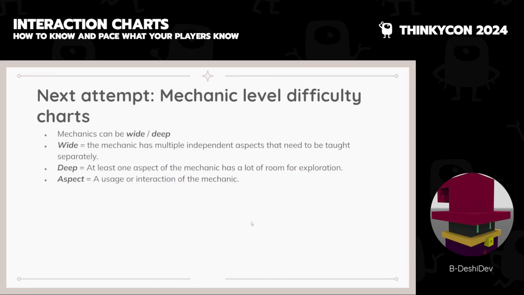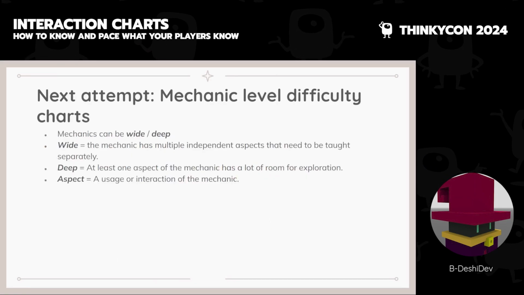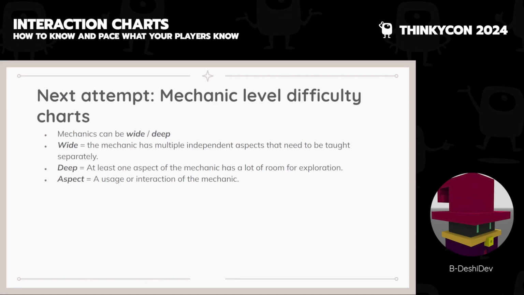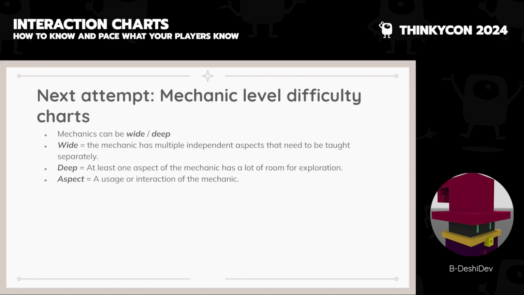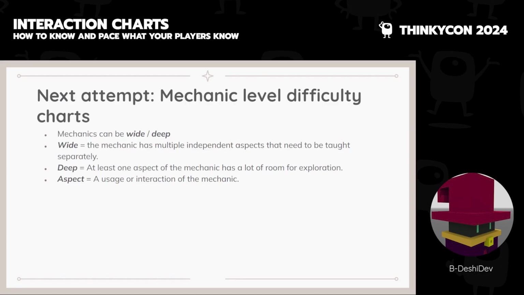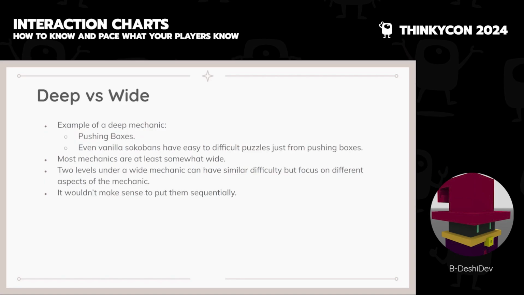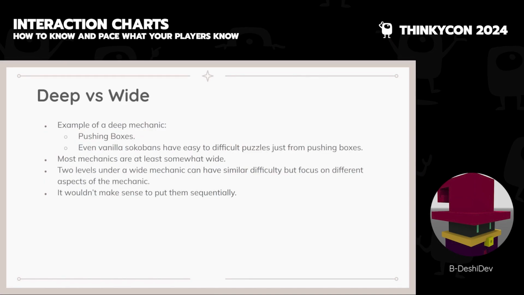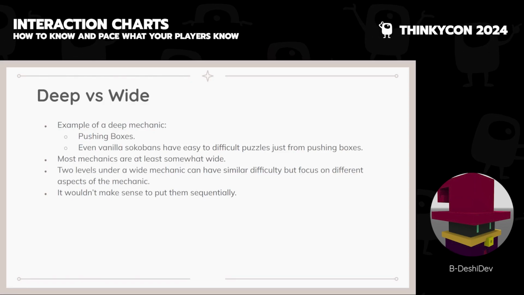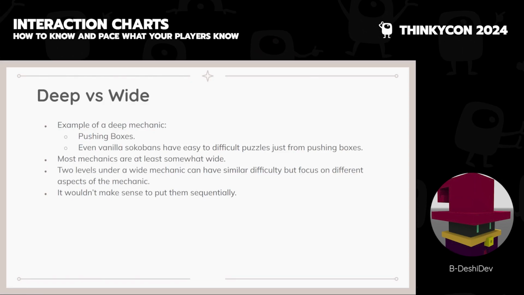So one way of thinking about mechanics is wide versus deep. A mechanic is wide if it has multiple independent aspects that need to be taught separately. A mechanic is deep if at least one aspect of the mechanic has a lot of room for exploration. And by aspect, I mean some sort of interaction of the mechanic. An example of a deep mechanic would be pushing boxes. Even vanilla Sokoban can have really easy to extremely hard levels just based on block pushing.